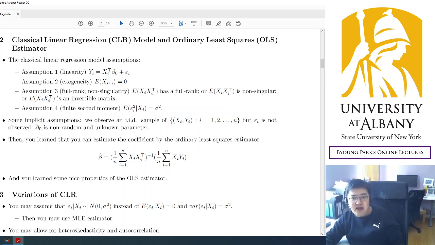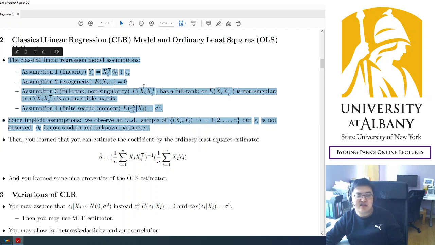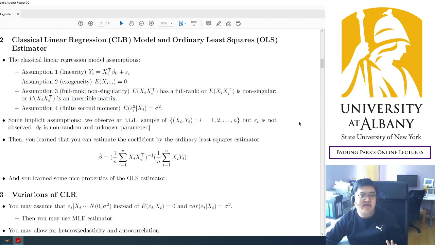And finally, beta is non-random. It's unknown, it's fixed, it's a constant. Later, there is an econometric model called random coefficient model, in which beta is random. Then, if you relax this assumption, it becomes another model. So it is not stated here, but also implicitly maintained almost everywhere. Anyhow, those are the assumptions you have for a classical linear regression model.